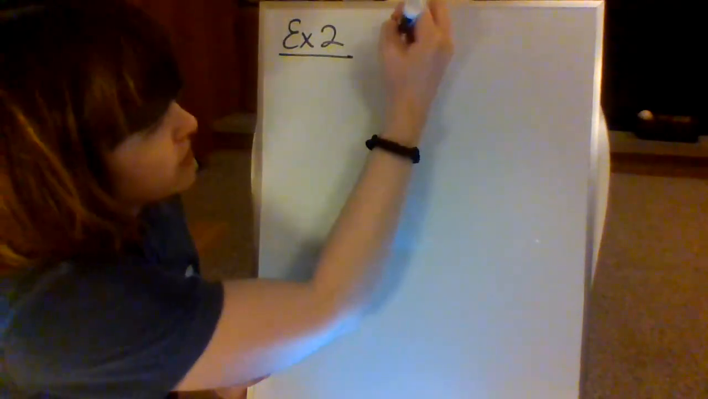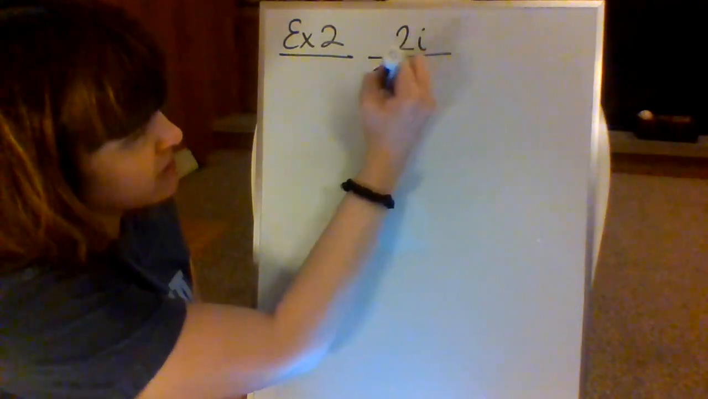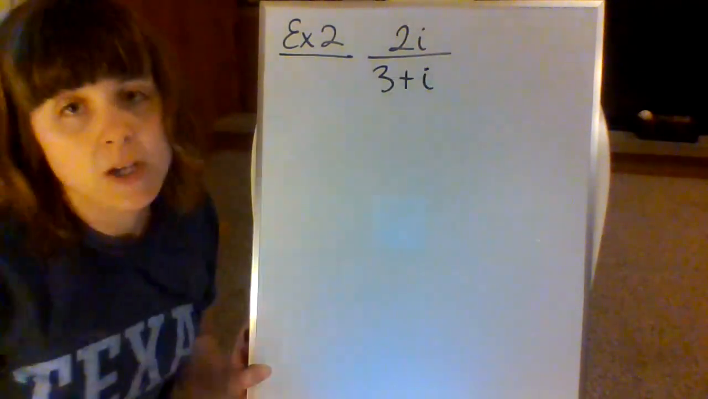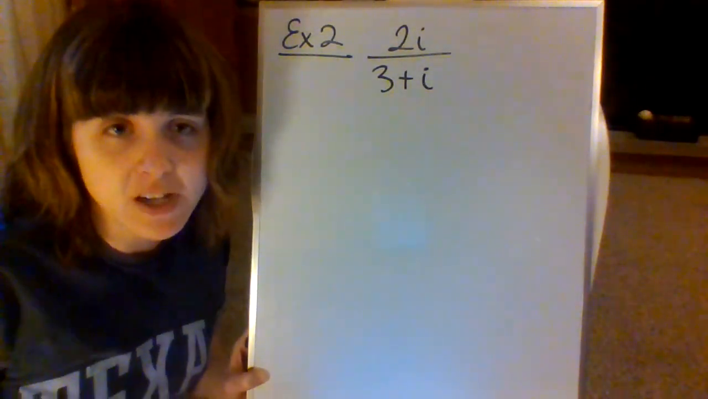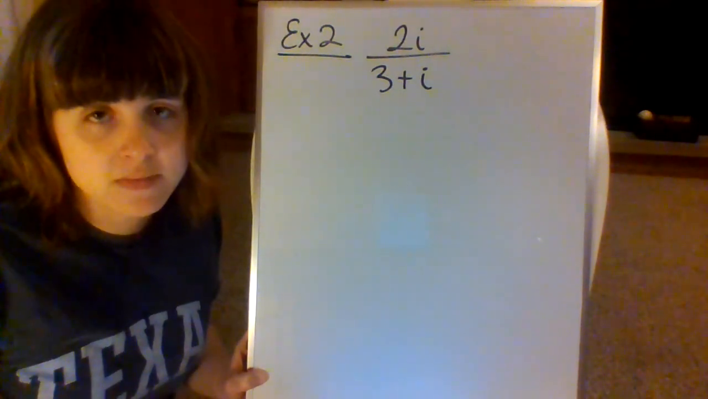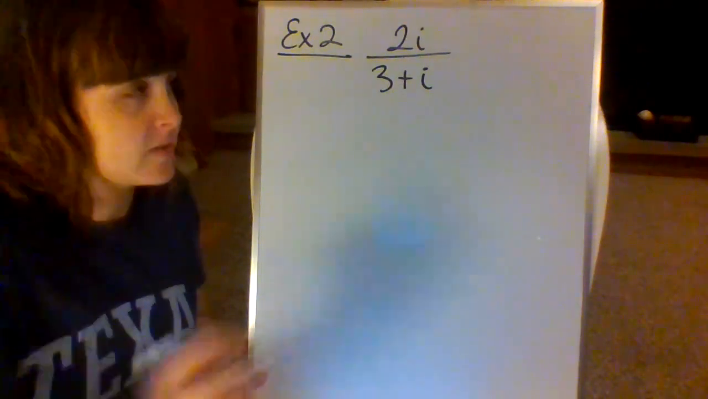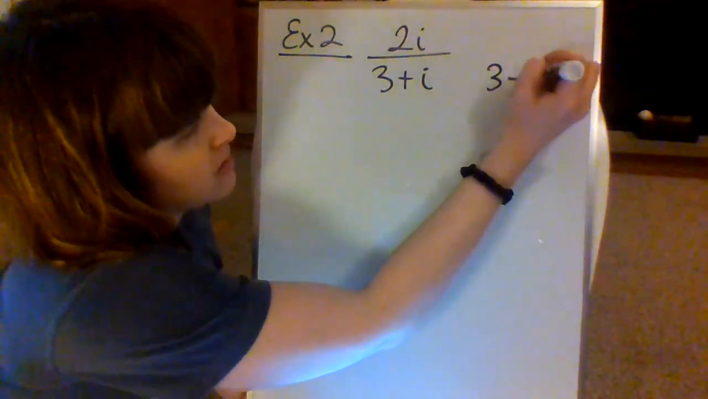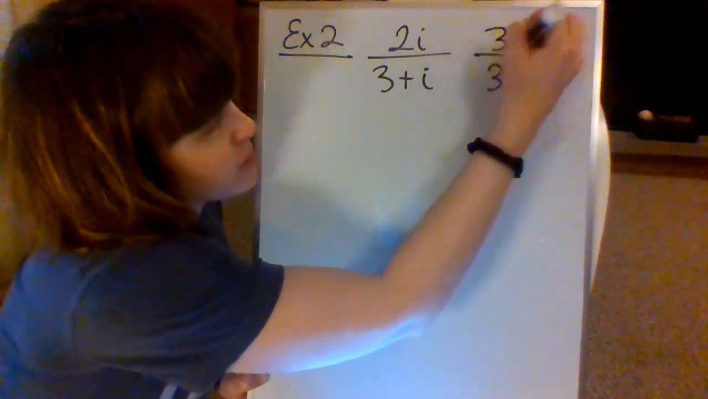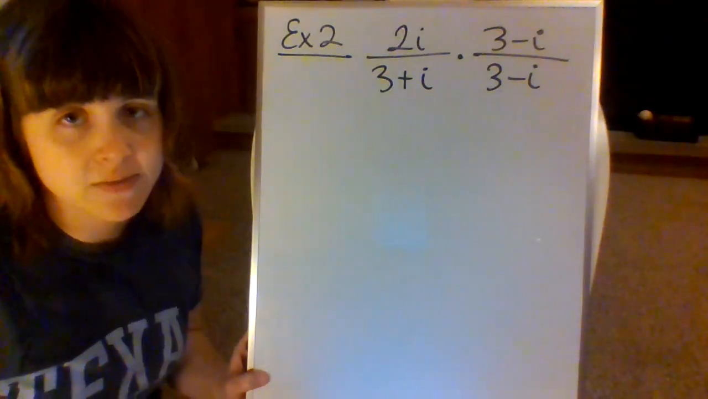Alright, so example 2 says 2i over 3 plus i. Okay, so I want you to be thinking about what would be the conjugate of 3 plus i. Okay, hopefully you're thinking 3 minus i. That would be correct. So we're going to multiply the top and the bottom by 3 minus i.